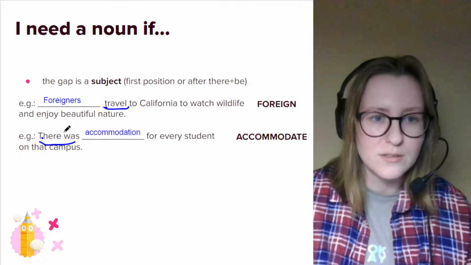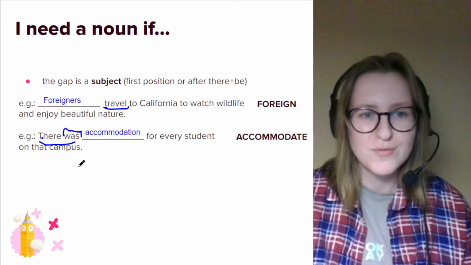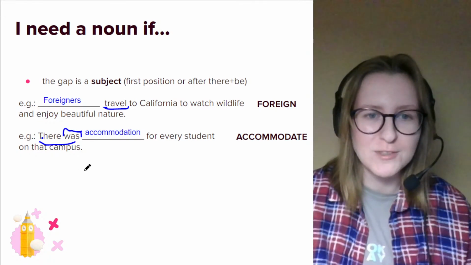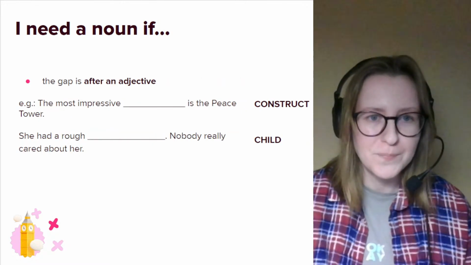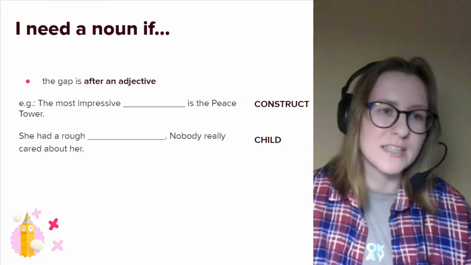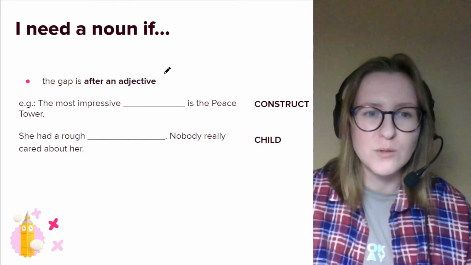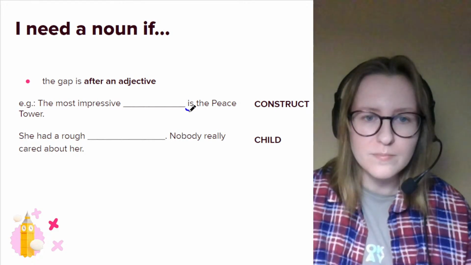Because was is for singular subjects, right? So we got it, right? If our gap is a subject, we need a noun. Moving on. The gap is after an adjective, right? And guys, also very important to remember that there is no noun after our gap, right?